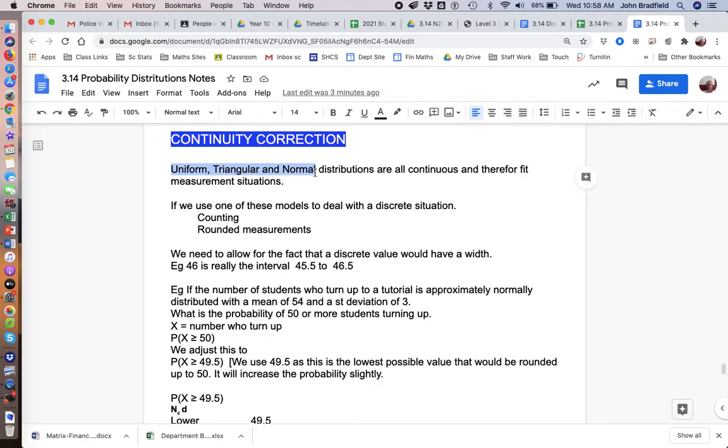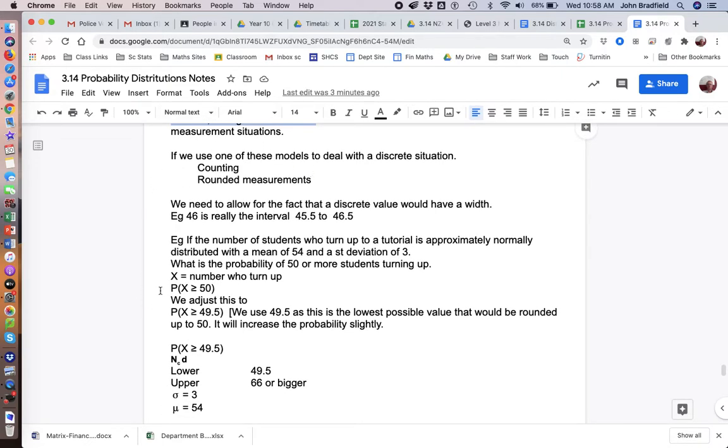We adjust this slightly. Before we go to a calculator, on the calculator nothing changes. All the change is actually just here. Everything else is completely regular. Well, we say the probability something is greater than or equal to 50. We adjust this, and usually we're making the area larger. We say, well, actually, if something 49.5 gets rounded to 50, so on our normal distribution scale along the bottom, we can't just start at 50 because we're missing out a half. So we'll say the probability that x is greater than or equal to 49.5.